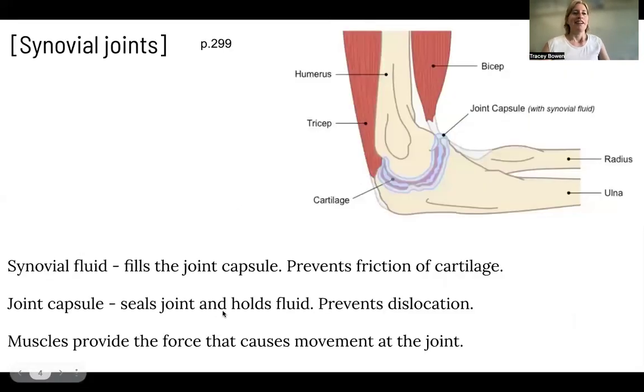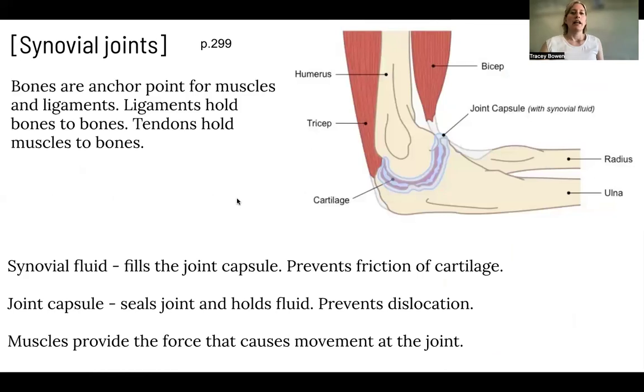And so when we're looking at a joint here, bones are anchor points for muscles and ligaments. And ligaments are going to hold bones to bones. If you rip a ligament, it's really hard for it to repair itself, so you typically need surgery. And you've probably heard of anterior cruciate ligament surgeries in people's knees. That's a very common ligament to tear from side to side movement.